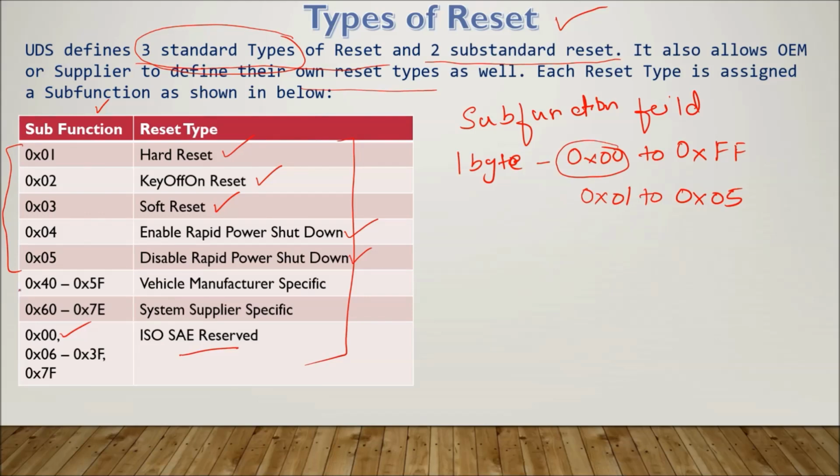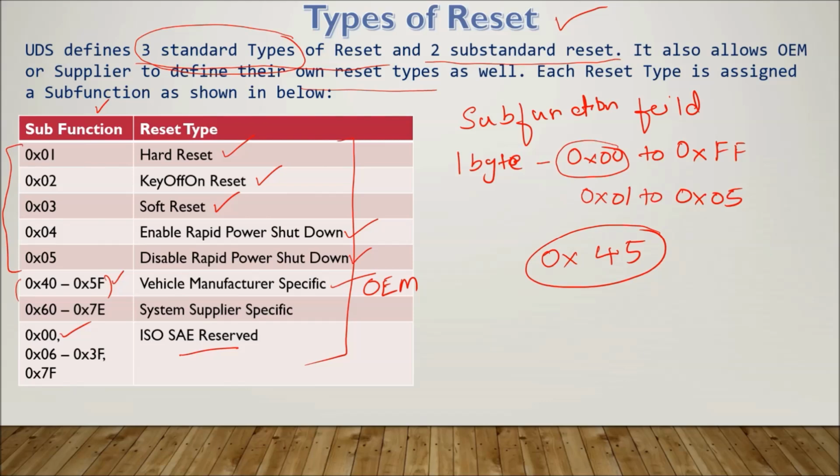Then from 40 to 5F, it is reserved for the vehicle manufacturer specific, that is OEM. If the OEM wants to define their own specific reset types as well, then they can take the values in this range. Let's say 0x45. They can choose this value for the subfunction for their own reset type.